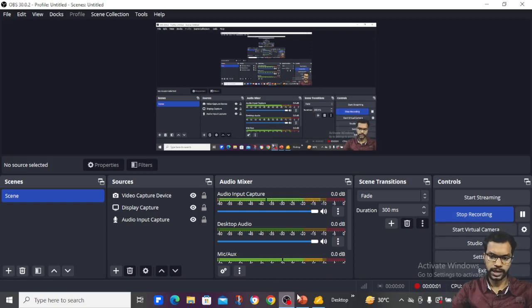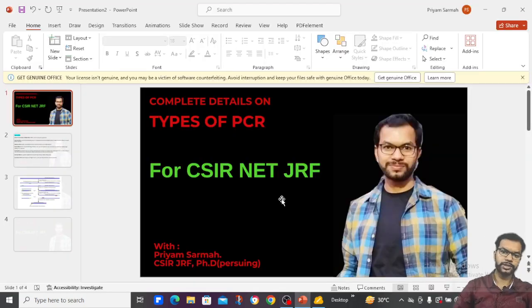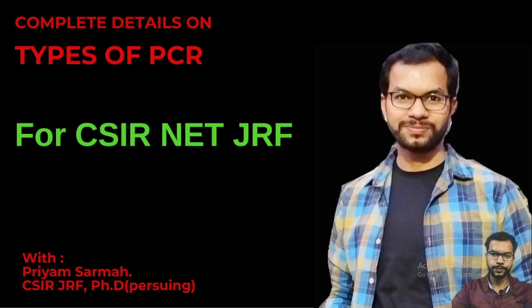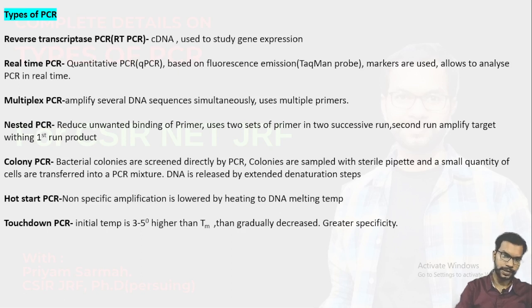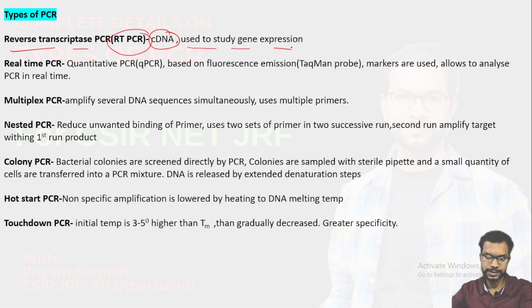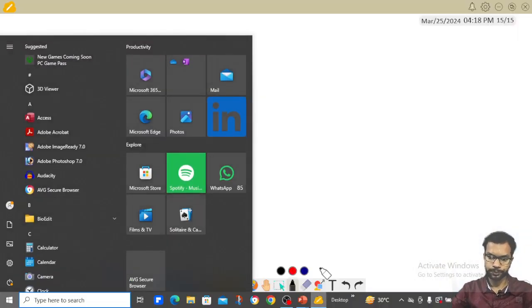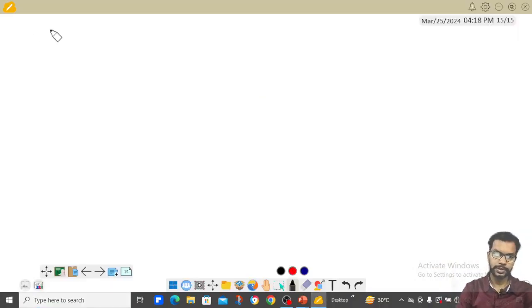Okay, let's start. In this video, we will see the types of PCR, different types of PCR. So first type is reverse transcriptase PCR, or RT-PCR. cDNA is synthesized and it is used to study gene expression. Let's see this on a whiteboard to properly understand.